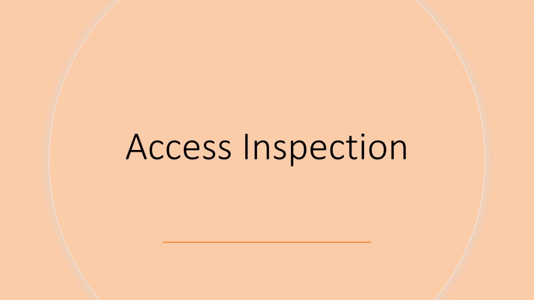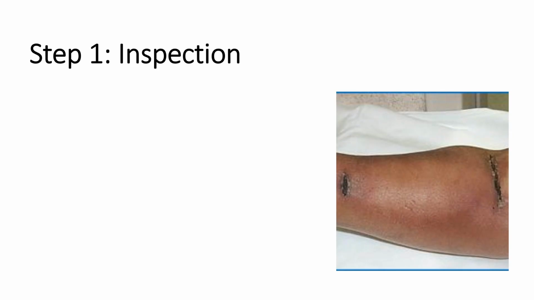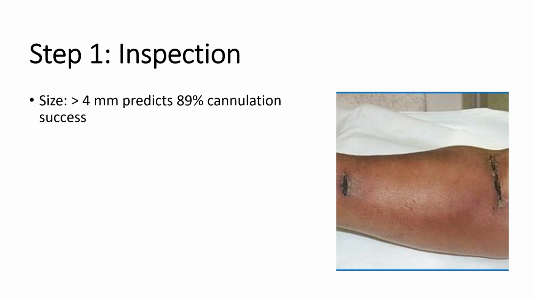The next important step in the pre-dialysis assessment involves inspection of the access. It's the first step in diagnosing an access problem, and we approach the physical examination of the dialysis access as we do with any organ system in the body. Look, listen, and feel. First step is just look at the access. A vein greater than 4 millimeters predicts 89% cannulation success.